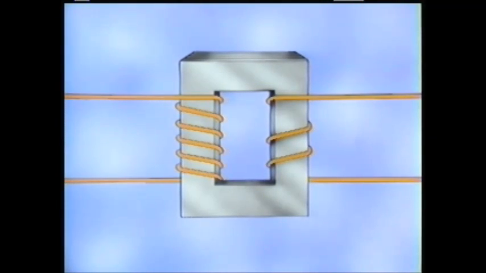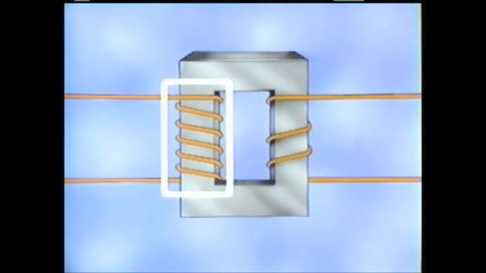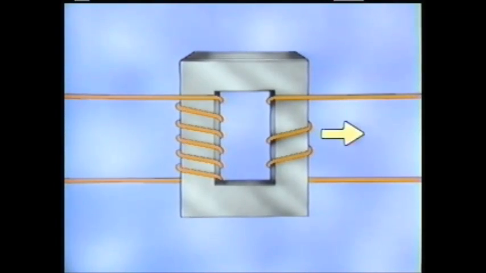The ratio between the number of turns in the primary winding and the number of turns in the secondary winding determines whether the voltage induced in the secondary has a higher or lower value than the applied voltage. In most distribution transformers, the voltage induced in the secondary winding is lower than the voltage applied to the primary winding.